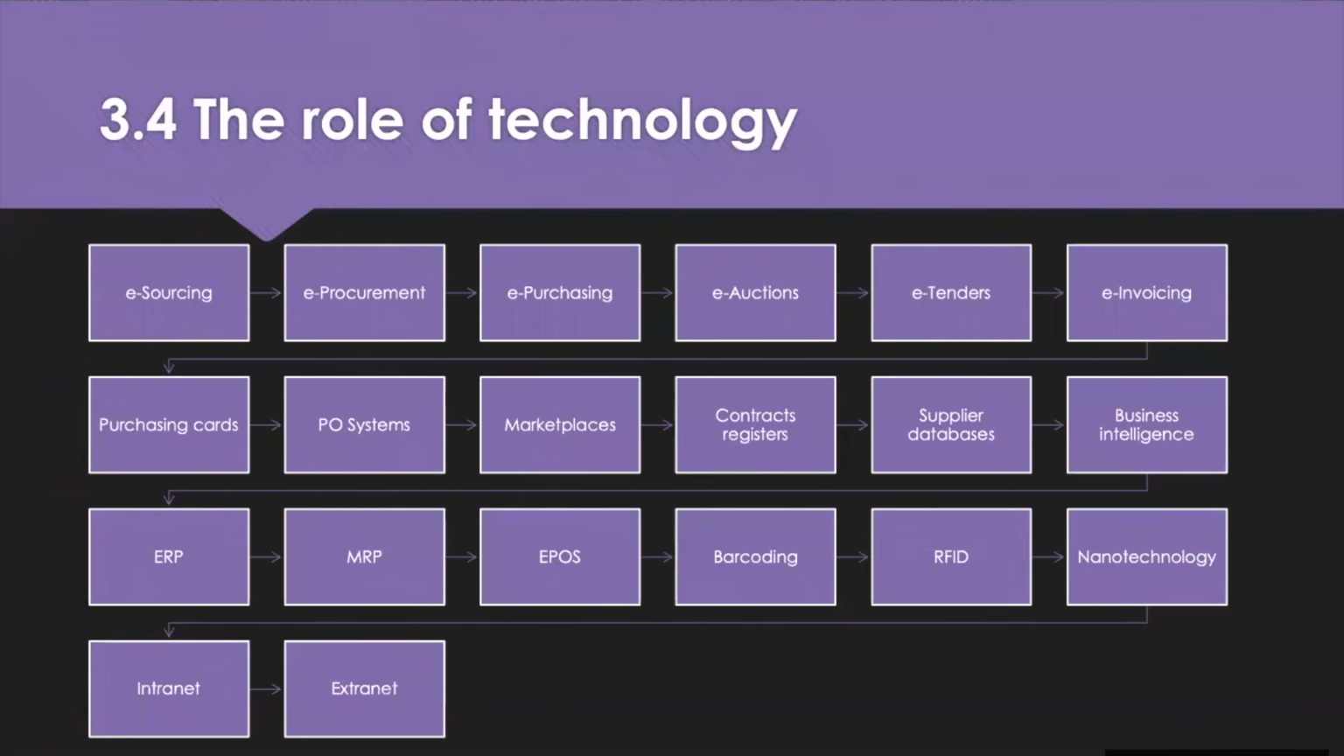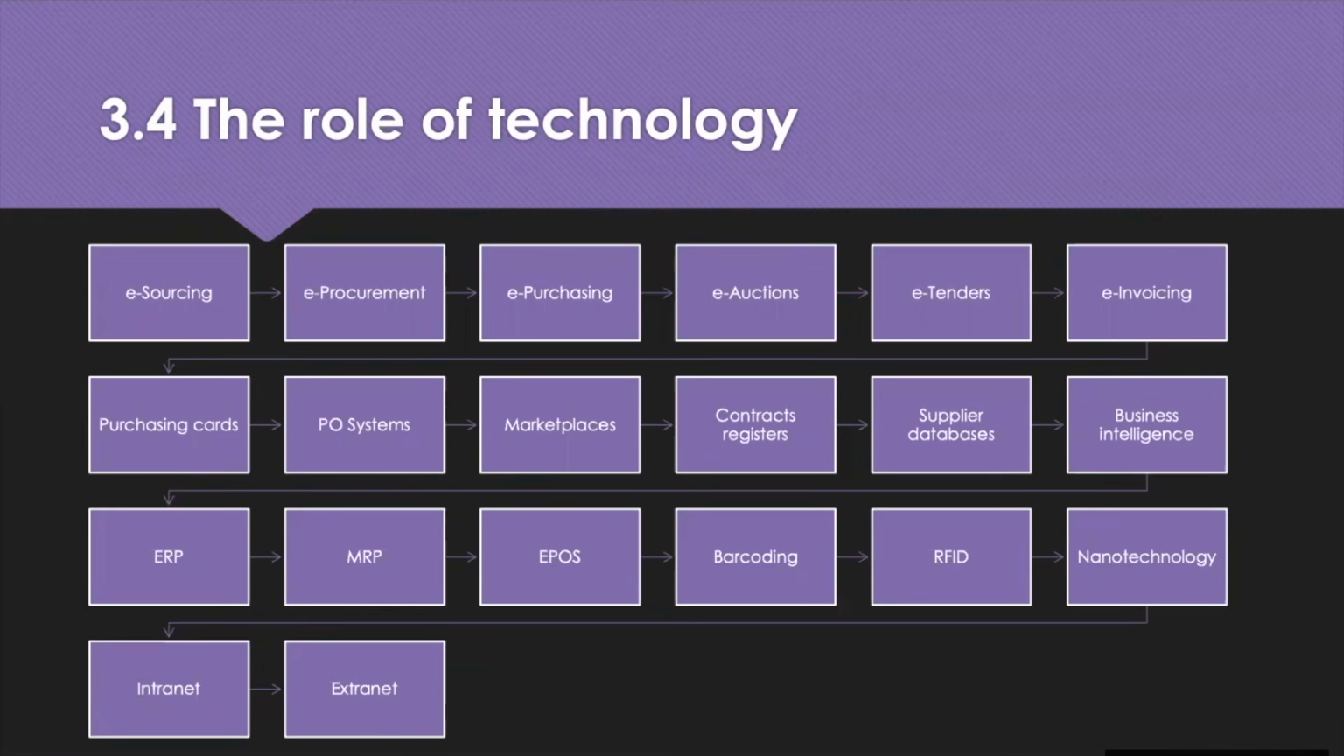including purchase cards, purchase systems, marketplaces, which have lots of suppliers sitting behind them like Amazon, contract registers, holding details in a supplier database, building up business intelligence, ERP and MRP, which is enterprise resource planning and manufacturer resource planning, and inventory. EPOS is electronic point of sale using barcodes or radio frequency ID, nanotechnology, intranets and extranets.